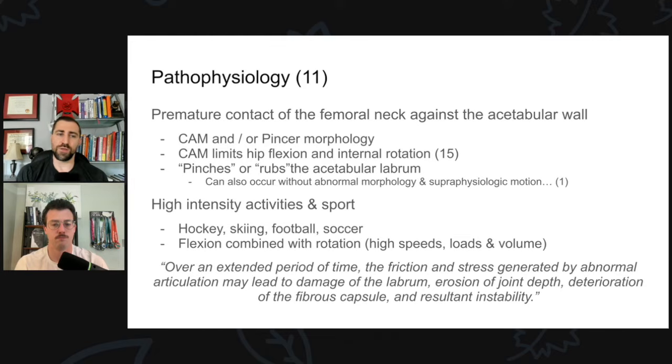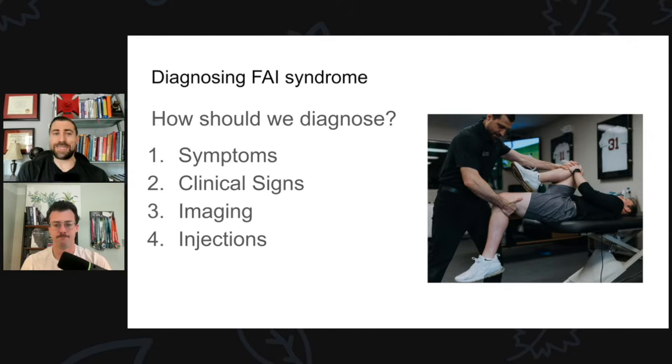So it is important that we try to pick up on this early, and we'll talk about this in later episodes, but if we're not having success with folks over the course of about 3 months with conservative care, we probably should send to the doctor to get some imaging. It's really hard to tell the difference between hip arthritis and FAI. They present pretty similarly.